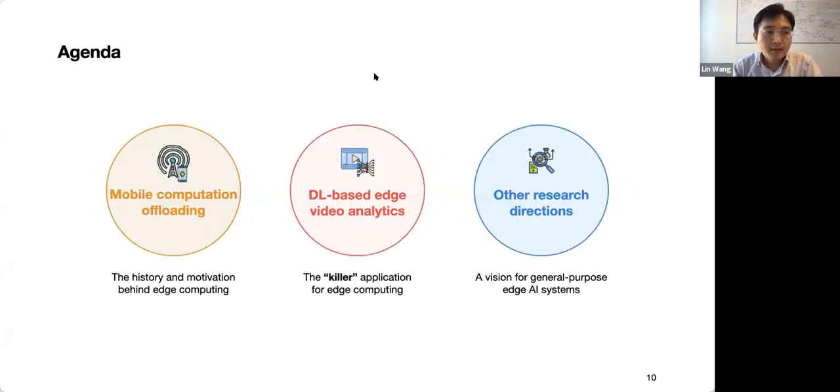And this is today's agenda. First, I will go through the history and motivation behind edge computing, and also a little bit of the evolution of edge computing: where we started. In particular, I will talk about mobile computation offloading, which was heavily pursued about 10 years ago. I will explain the major designs there, and also why it didn't fly, what the problems were.